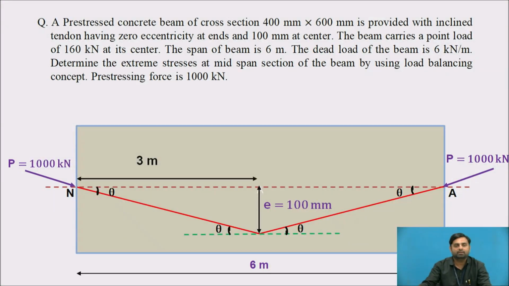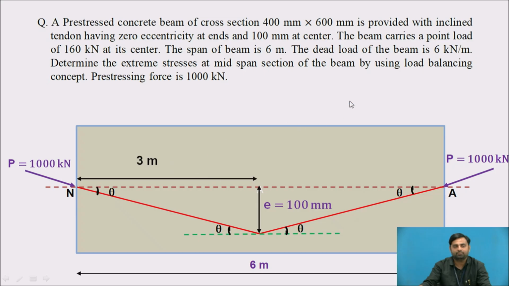Now we will go quickly through this problem. A prestressed concrete beam of cross section 400 mm by 600 mm is provided with an inclined tendon having 0 eccentricity at the ends and 100 mm at the center. The beam carries a point load of 160 kN at its center. The span of the beam is 6 meters. The dead load of the beam is 6 kN per meter. Determine the extreme stresses at the midspan section of the beam by using the load balancing concept. The prestressing force is 1000 kN.